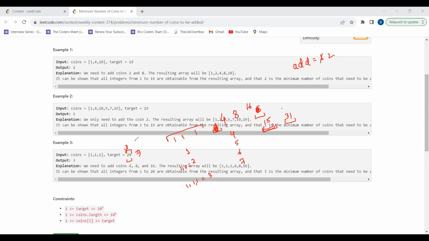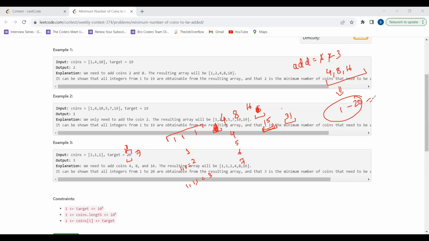So how many additions did we do? 3. We did 3 additions. We added first of all 4, then we added 8, then we added 16, and now we can form all the sums from 1 to 20. So that's the answer. Is my approach clear? Yeah. Okay.